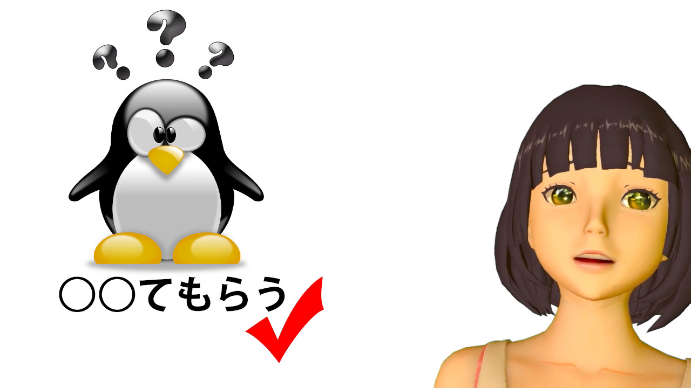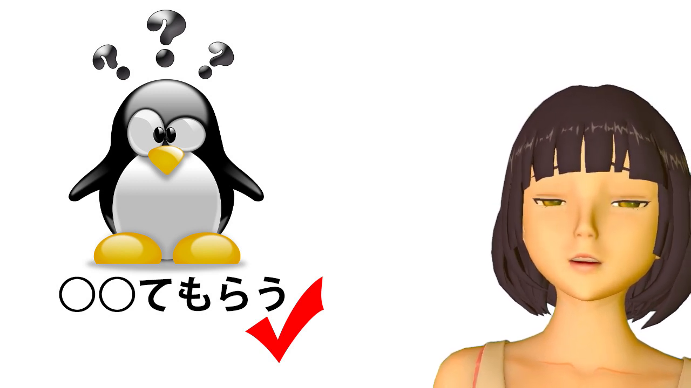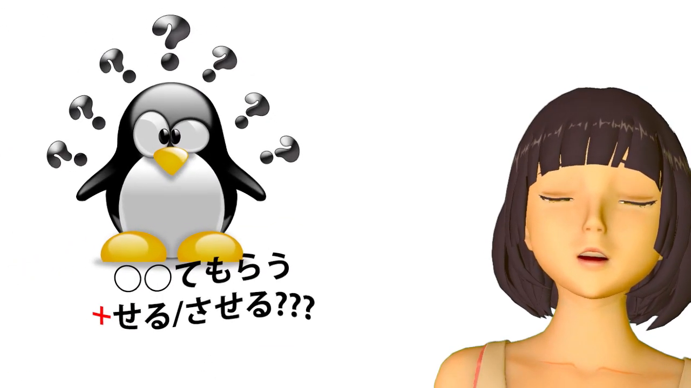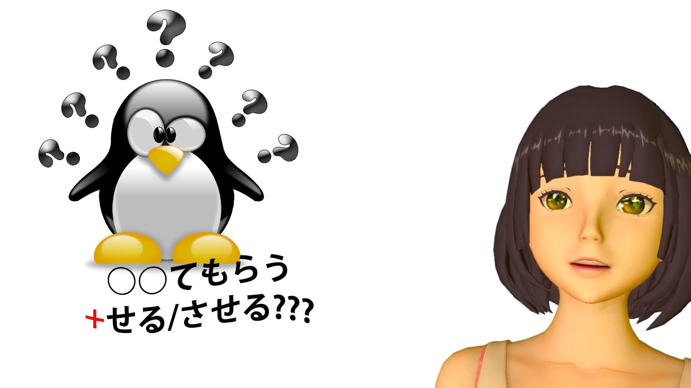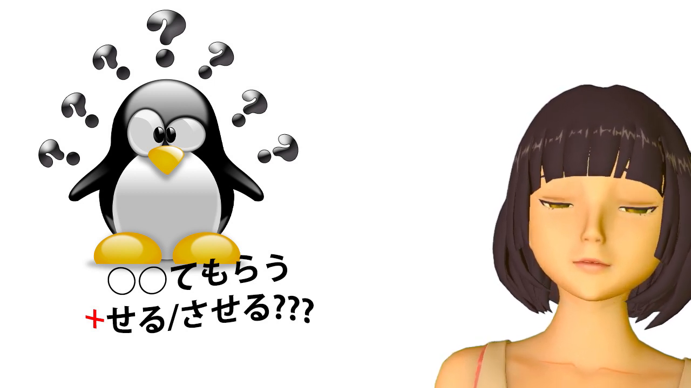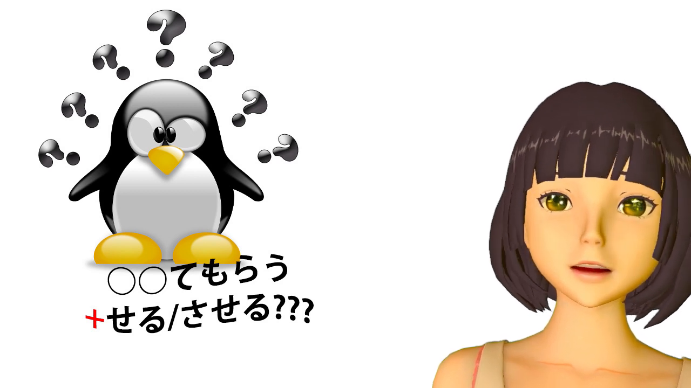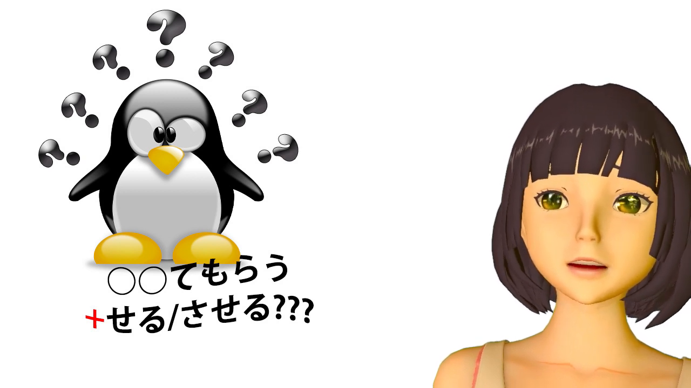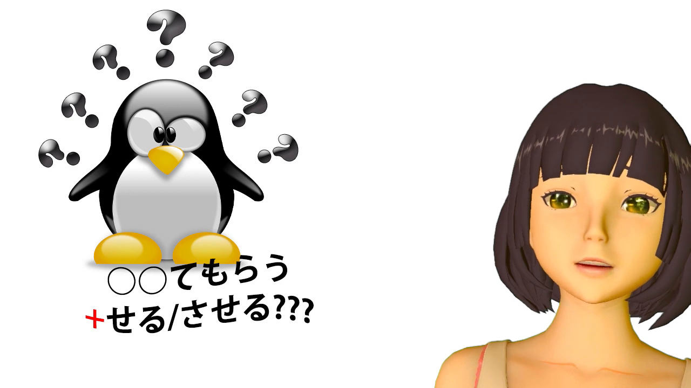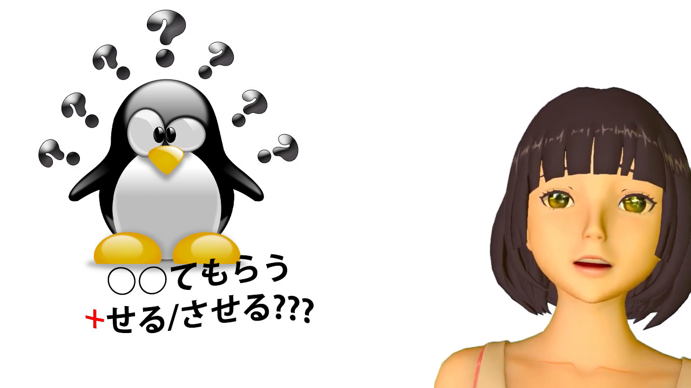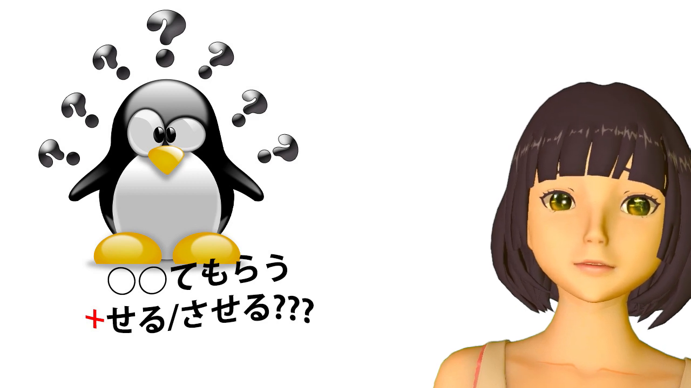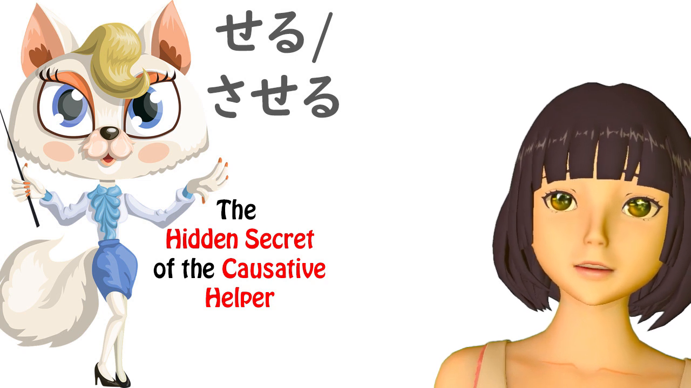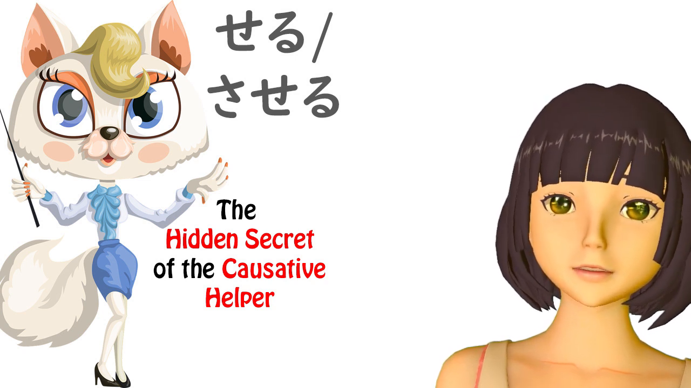So building on that, we then find a lot of expressions which combine the te form plus morau with the causative helper verb seru saseru. So we get sasete morau. And this is really a bridge too far for a lot of foreign learners because it seems very convoluted. But once we've understood how morau works with the te form, it's really all quite logical, except for the fact that we also have to assimilate an important fact about the causative helper seru saseru.